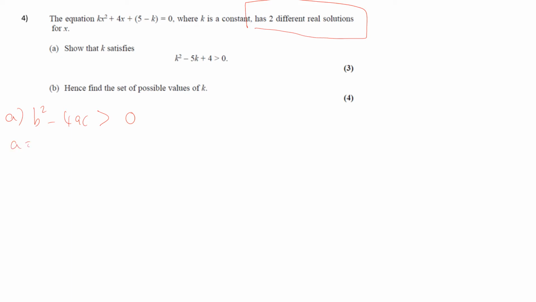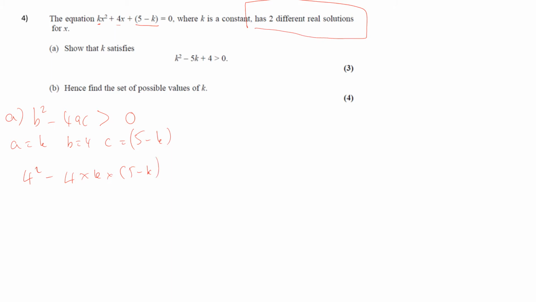So your a is k. Okay, that's your a here. Your b is 4, and your c equals 5 minus k. Put it in brackets, I would. So therefore, b squared minus 4ac is going to be 4 squared minus 4 times k times (5 minus k).